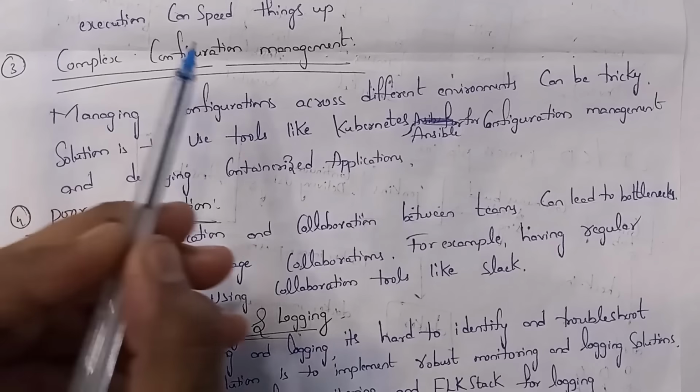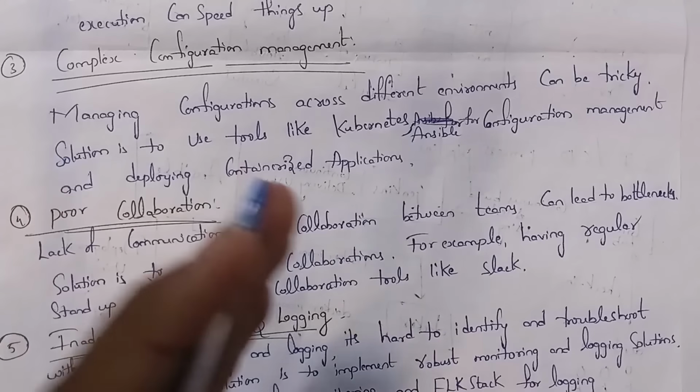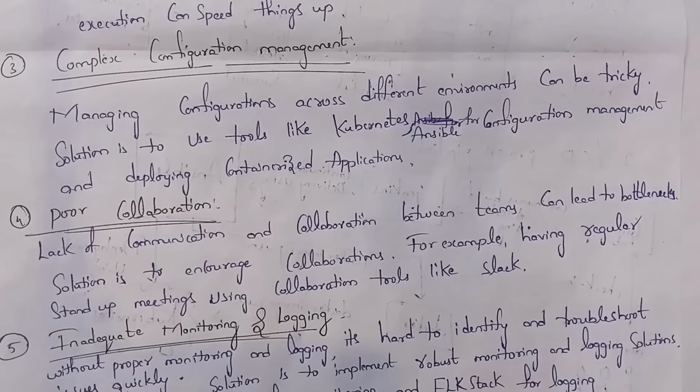Third one is complex configuration management. Guys, manually configuring a server is very tough. So in DevOps, we will use a tool like Ansible in order to automatically configure our server. So it will save our time. And fourth one is poor collaboration. Guys, in DevOps, the development team and operations team, they both must collaborate with each other and complete work. So for this they can conduct daily meetings and they can interact with each other.